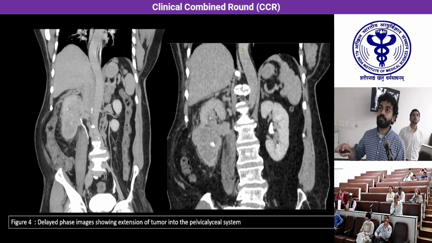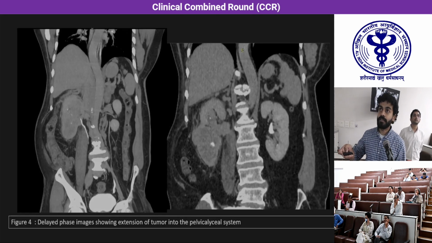So these are the excretory phase images, which further shows the extension of the tumor into the PCS and the excretion of the contrast into the right ureter. Thank you.